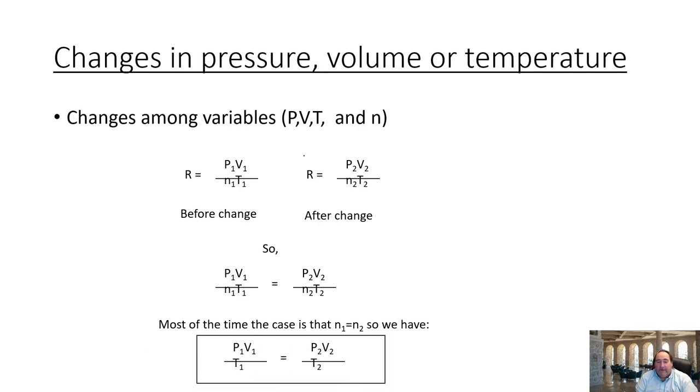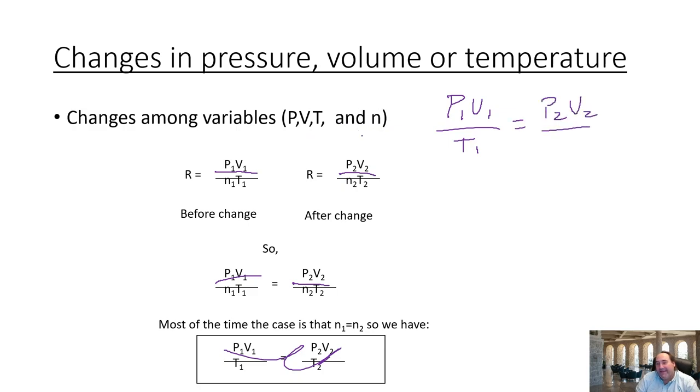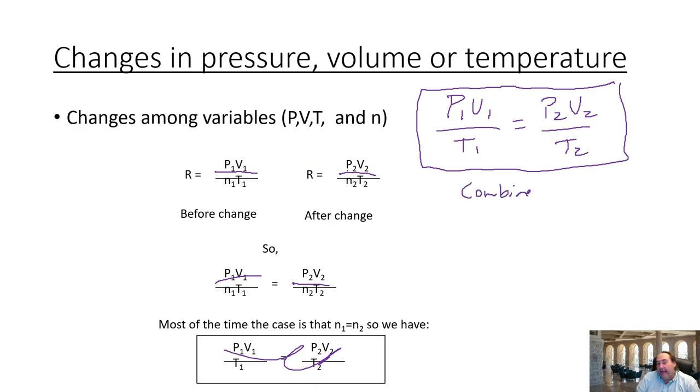everything, pressure, volume, and temperature. And once again, all the way through here, my lines are not in the right spot. So sorry about that. So I'll just rewrite this so it looks better. We have P1 times V1 over T1 equals P2 times V2 divided by T2. There it is. This is what is sometimes referred to as the combined gas law.